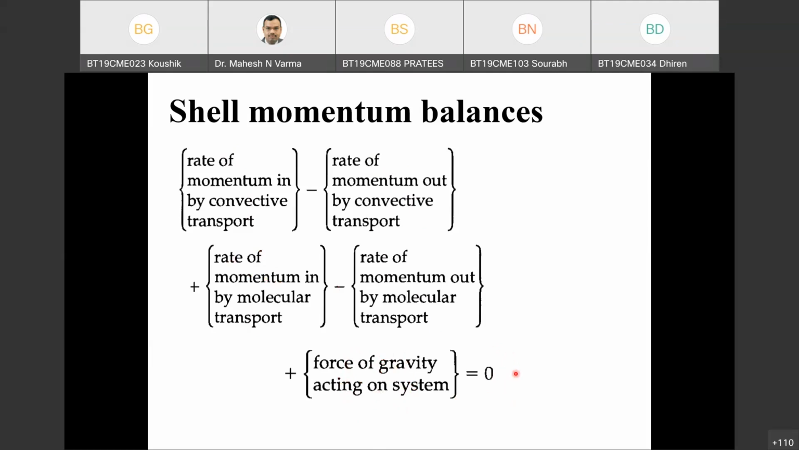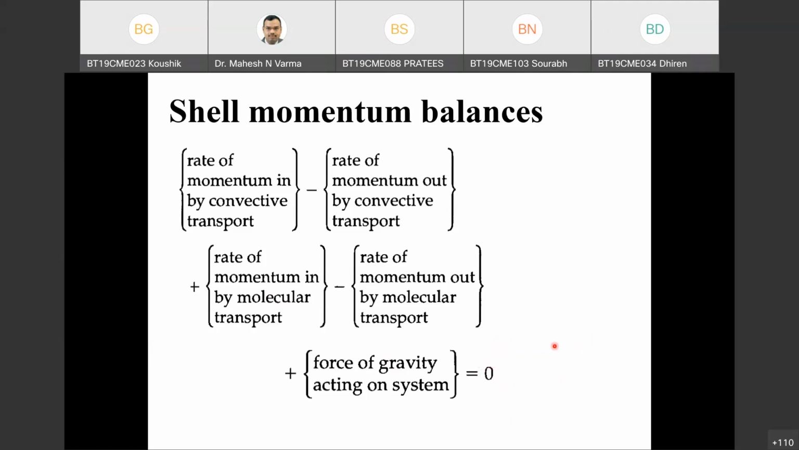So accumulation of momentum we are taking as zero. That is because in this basic transport phenomena subject, we are handling only steady state. A steady state system is characterized by zero accumulation. There will not be any accumulation. The accumulation term will be zero in steady state. That is the characteristic of steady state.